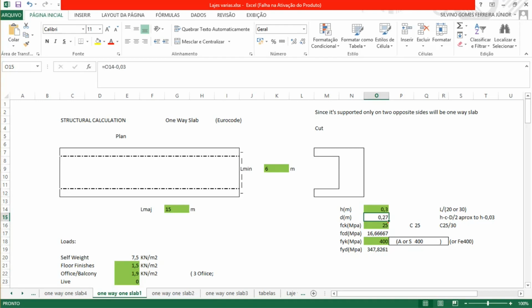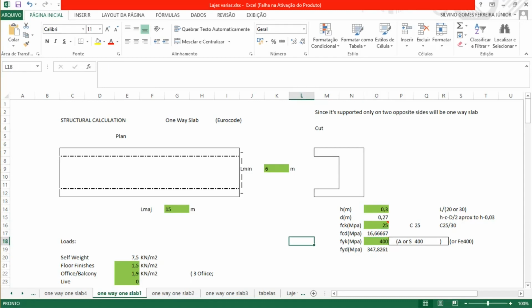We're going to use a concrete of C25/30, so the fck will be 25. The fcd is divided by a safety factor of 1.5.